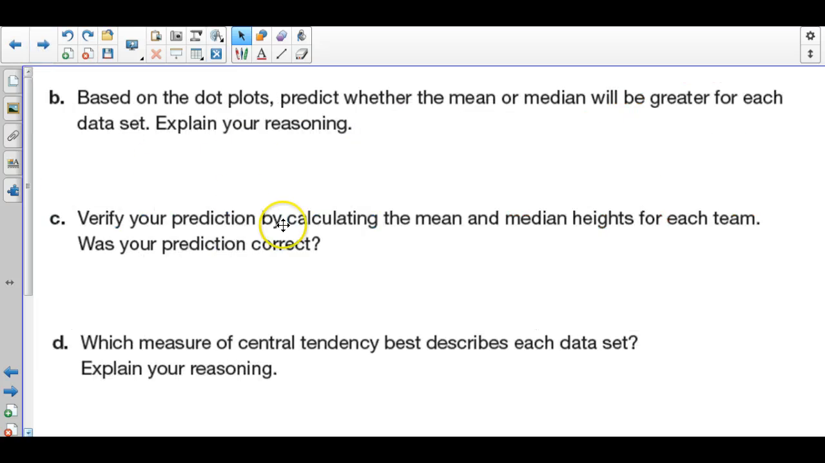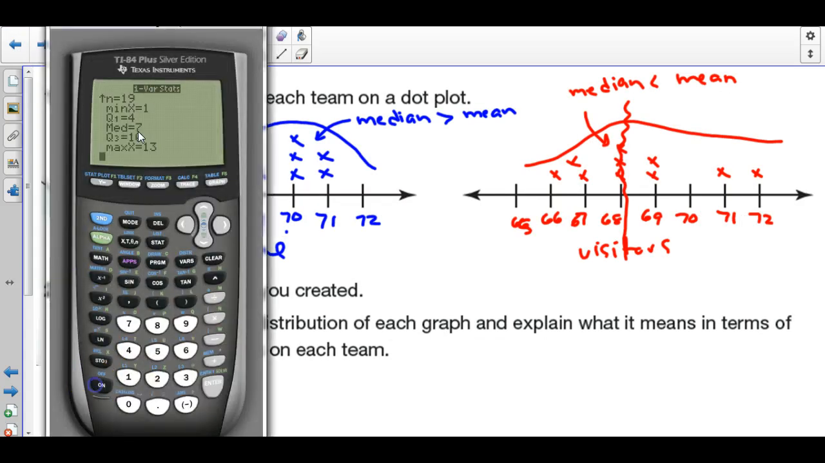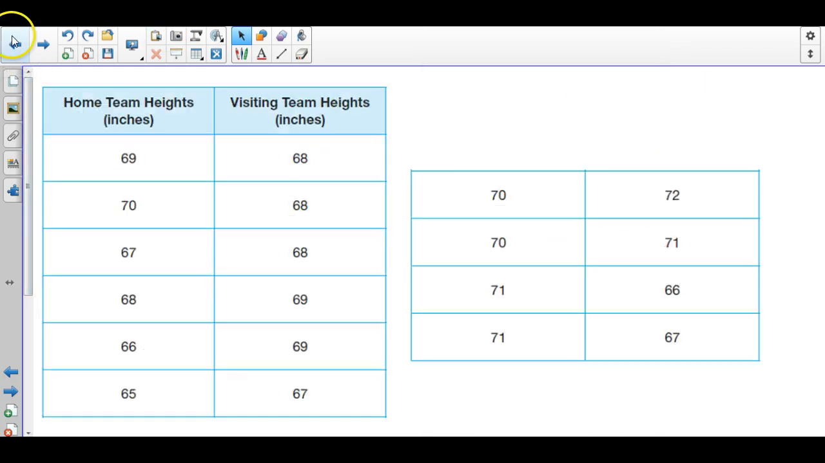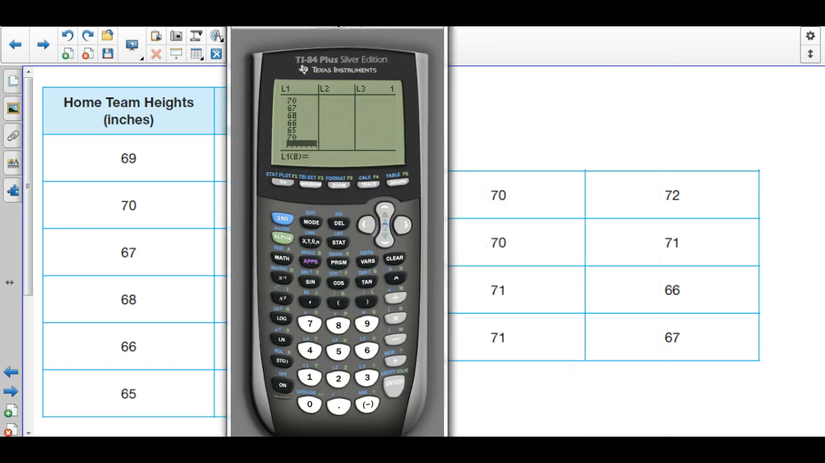So it says verify our predictions by calculating the heights for each of these teams. So what I'm going to do is go to the graphing calculator, and we'll get practice putting these in again. I'm going to do them two different ways that I can calculate these. But I'll go back and just do these one at a time. So I'm going to go to my stat plot. And I'm just going to enter in all these heights, 68, 66, 65, 70, 70, 71, and 71.